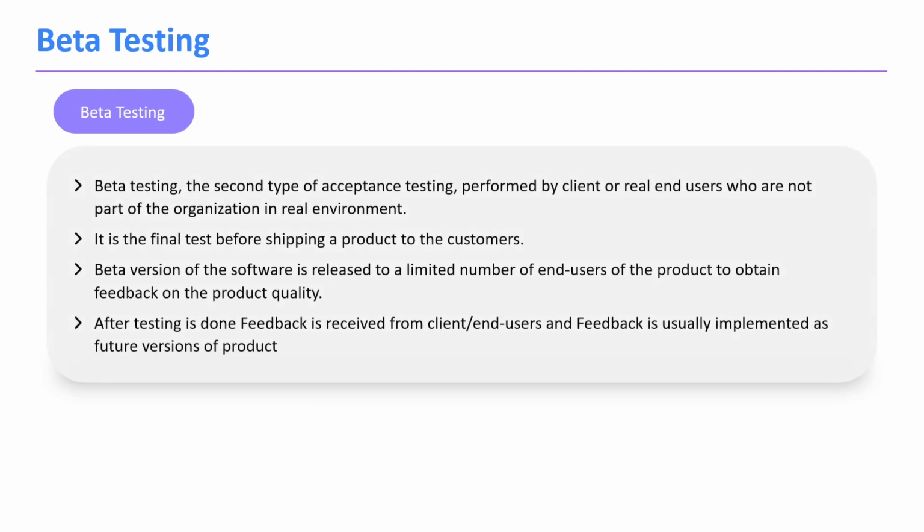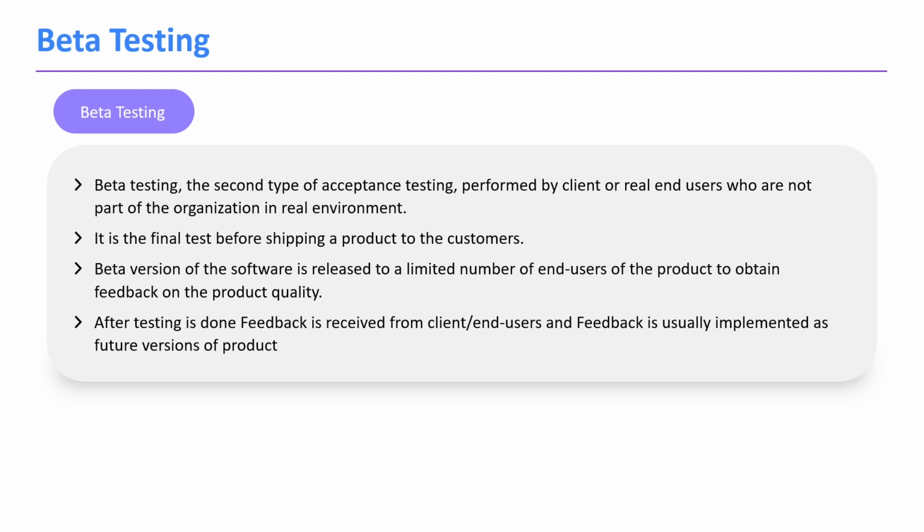Second is beta testing. Beta testing is the second type of acceptance testing, performed by the client or end users who are not part of the organization, and it's performed in the real-time environment. And it is the final test before delivering or shipping the product into the live environment or the production environment.